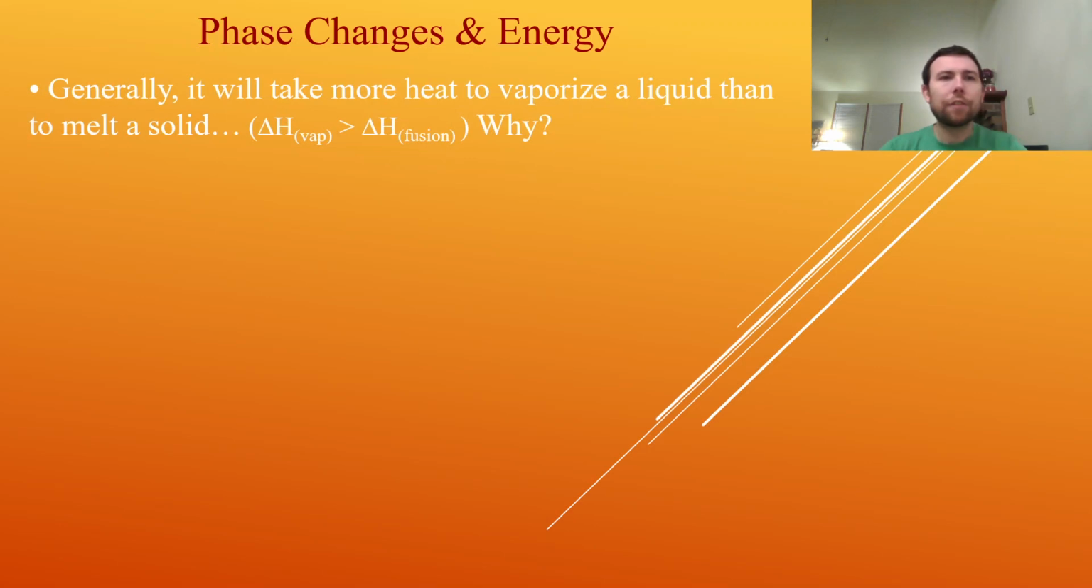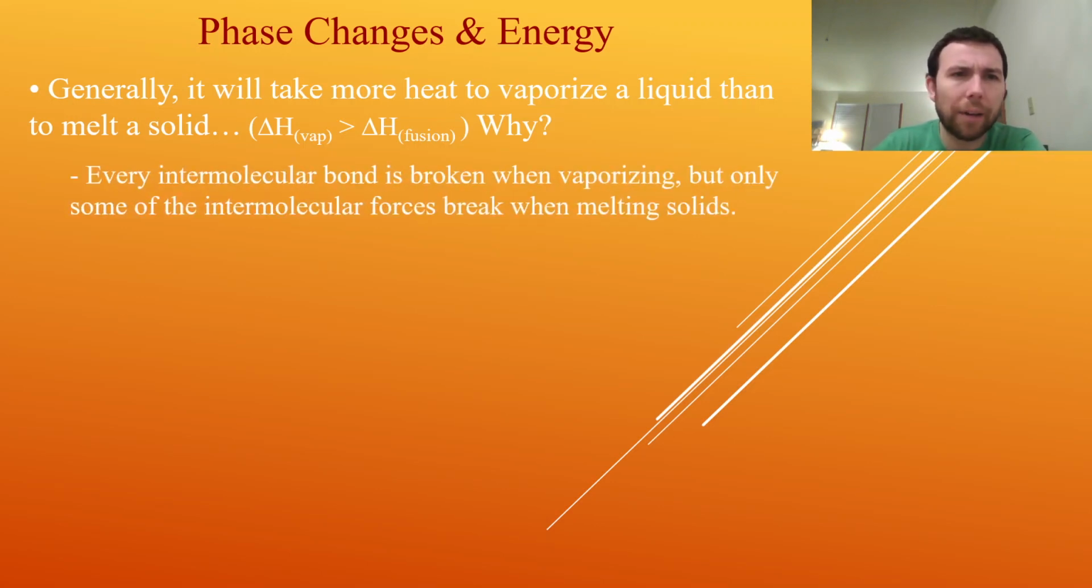Now, if you noticed, the segment for the vaporization line was much longer than the melting line. And so generally it will take more heat to vaporize a liquid than to melt a solid. So delta H of vaporization, as it's abbreviated, is typically greater than delta H of fusion, the enthalpy of fusion. And you might be wondering, well, why is that the case, Mr. Kenton? Why is it like that?